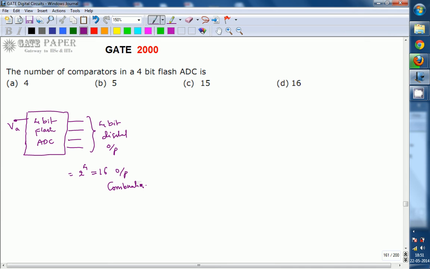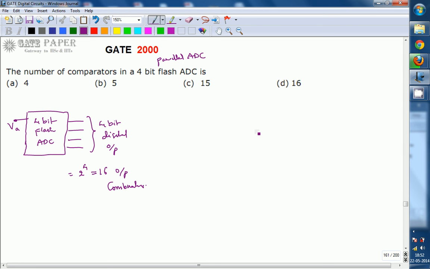What we are discussing is the 4-bit flash ADC. It is also called the 4-bit parallel ADC. The meaning of parallel ADC is that the analog input is directly compared to 16 digital combinations. Analog cannot be compared with digital, so first the digital combinations have to be converted back to analog, then compared. Parallel implies that all possible combinations will be compared with the analog signal, so that whichever is the most accurate one will be the output.